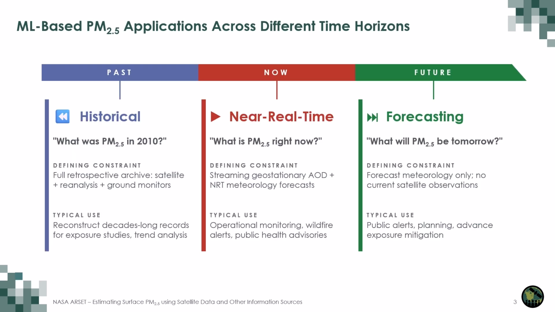Now this slide shows how a machine learning based PM2.5 product can support applications across three time horizons: the past, the present, and the future. On the left is the historical case, answering questions like what was PM2.5 in 2010. Here we use complete retrospective archives, long-term satellite data, reanalysis, and ground monitors. These products are ideal for exposure studies, trend analysis, and building decade-long records.